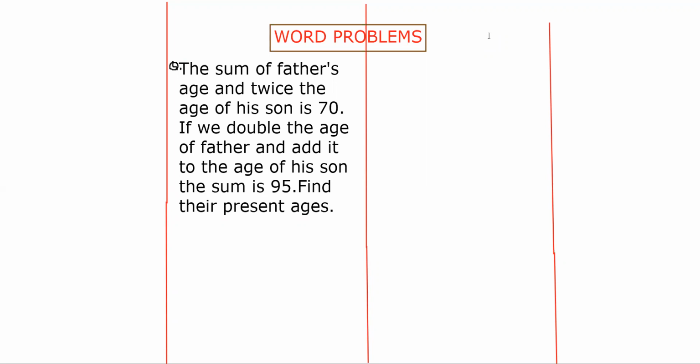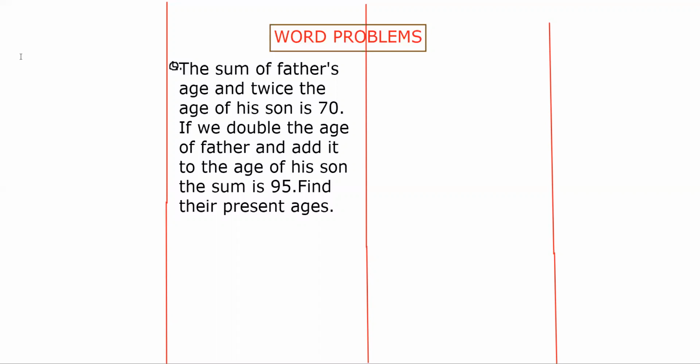Hello, students. Let us start with the last part of the linear equation in two variables, and that is the application of linear equation, which we also call word problems. Now, to solve the word problems, the most important thing is getting the equations right. Now, how to get the equations right? Once we get the equation right, we are almost done with the sum.